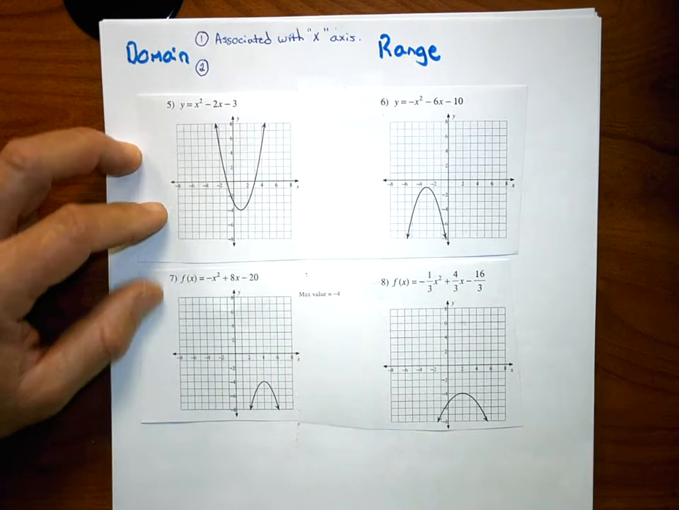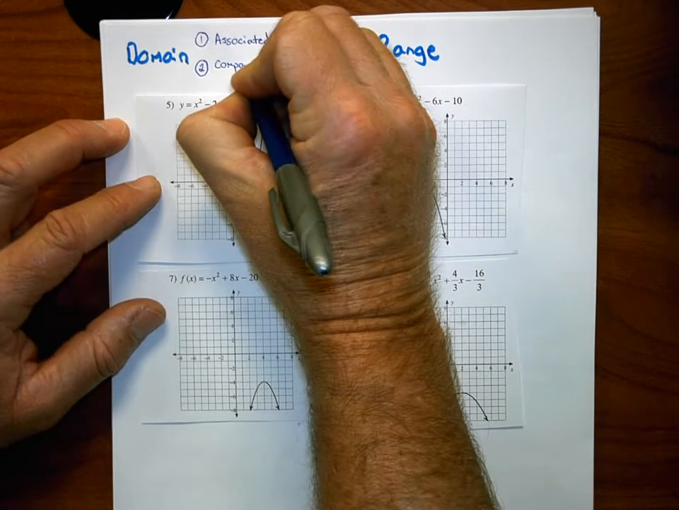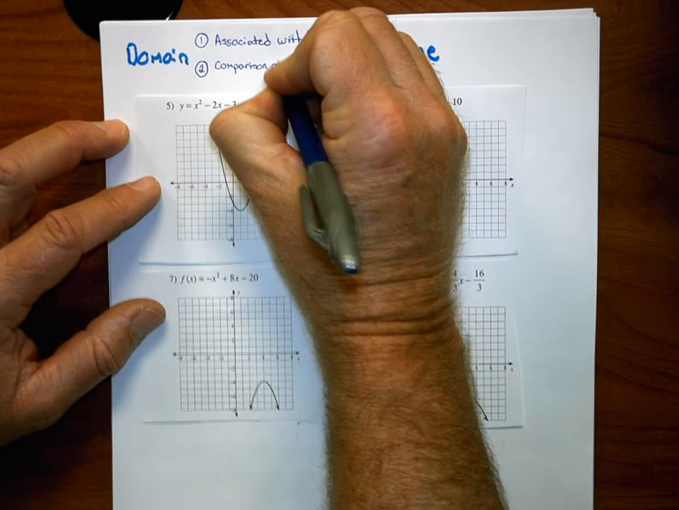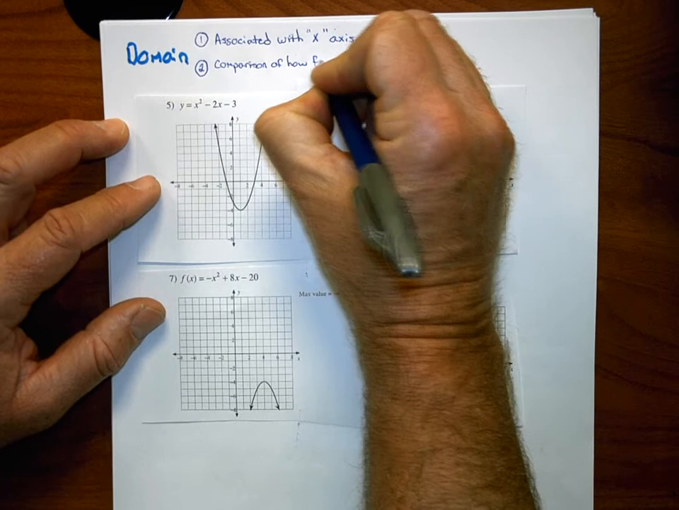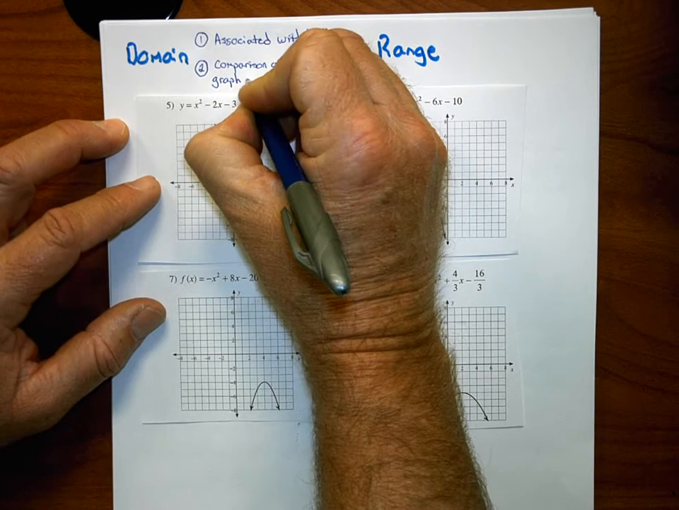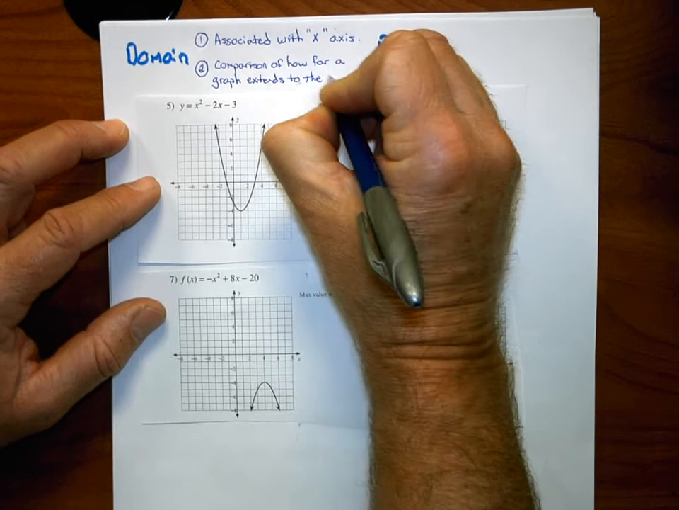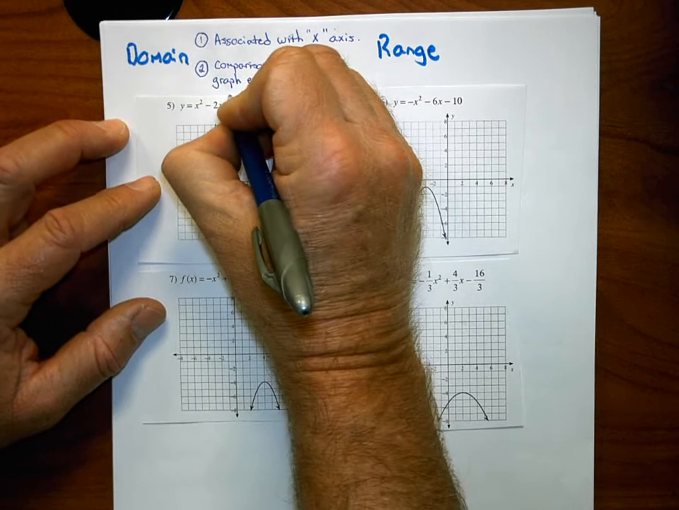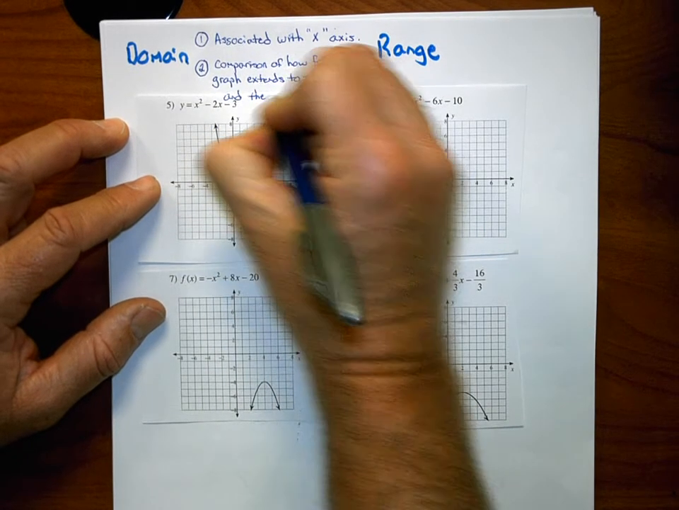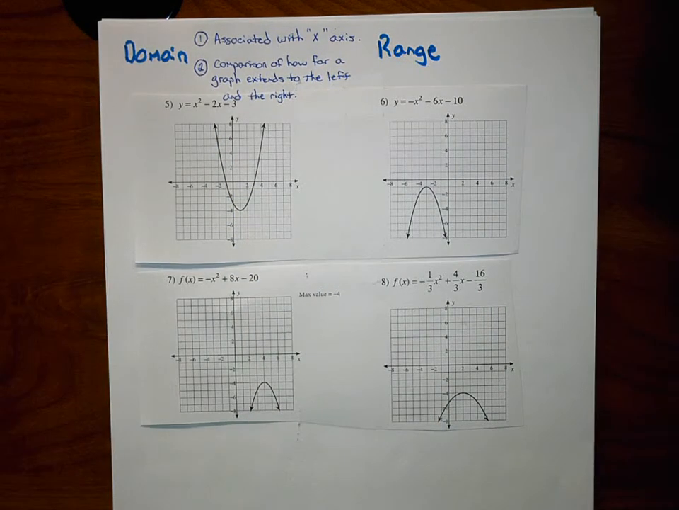And the second thing about domain is it's a comparison of how far a graph extends to the left and the right. That's what domain is. So there are 2 points that when you see the word domain, you should associate those 2 things with it. You don't have to have those memorized word for word, but this is what you should associate it.